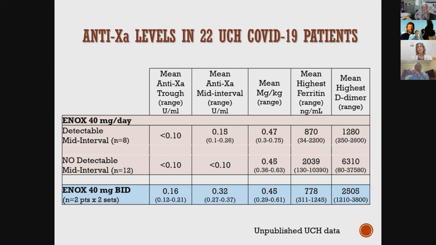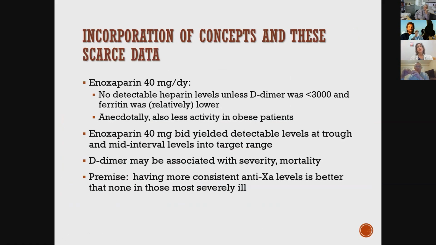And on the other hand, if there were markers of tissue death and injury, like a high ferritin, that's when the heparin detectability disappeared, in contrast to a couple of folks who were receiving enoxaparin twice a day, where levels were detectable. So incorporating this and the concepts, we agreed that perhaps enoxaparin once a day isn't the best in persons who may have some more severe illness, and also, in data not shown, perhaps in very obese patients. Twice daily seemed to be doing better in a couple of folks.